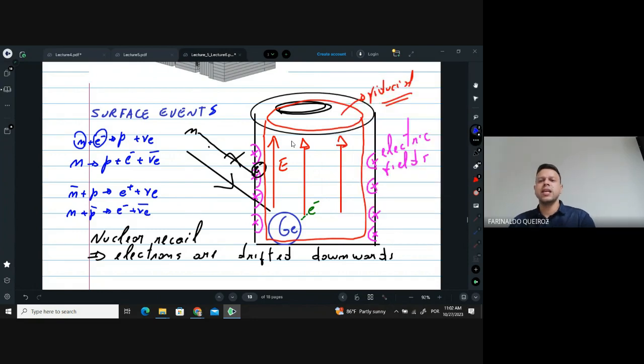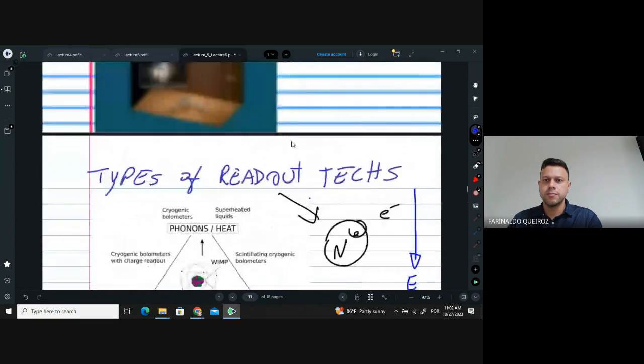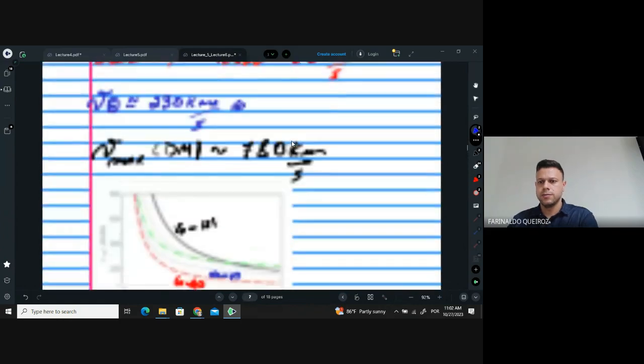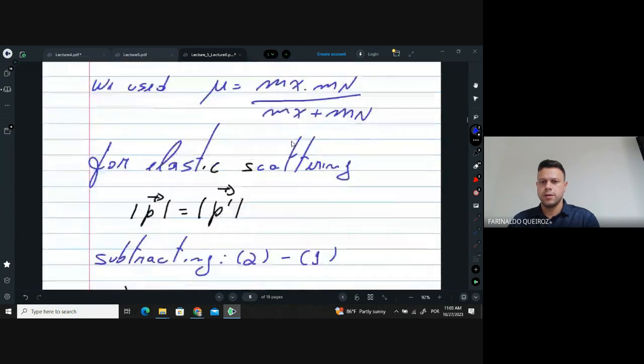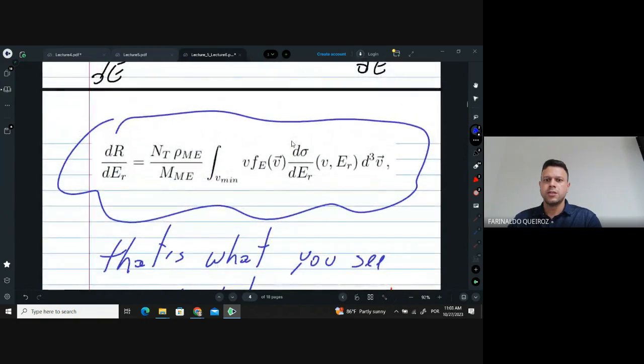So when we had that scattering cross section, the scattering rate, this one, the number of targets per kilogram, we adjust for the fiducial volume. You're just going to take the fiducial volume into account.